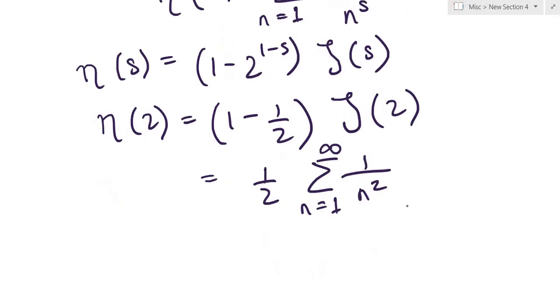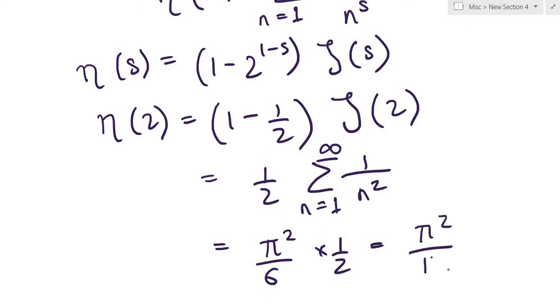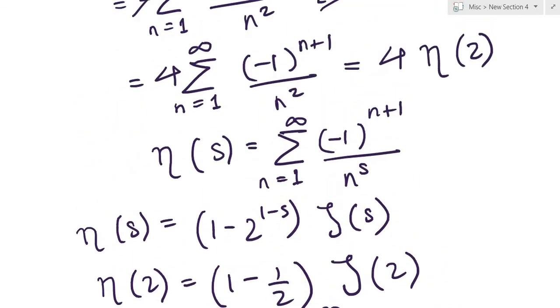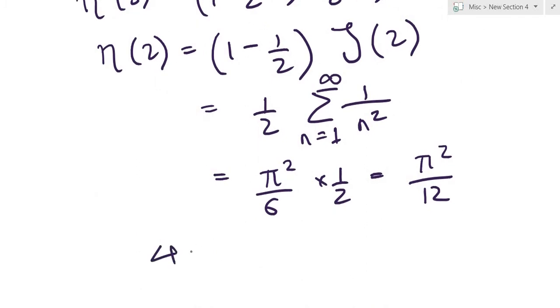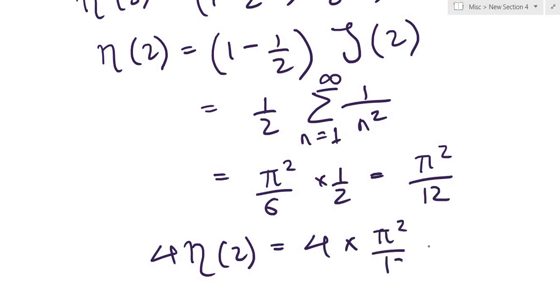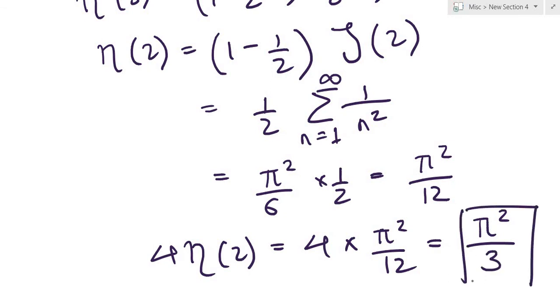So it's the inverse square series, and that, because of Euler, is pi squared over 6, and then we have a half, so pi squared over 12. But that's just the Dirichlet eta of 2, right? And we have 4 of those. So it's 4 times pi squared over 12, which evaluates finally to pi squared over 3. There's a beautiful relation, and the pi just comes in out of nowhere thanks to this inverse square series.